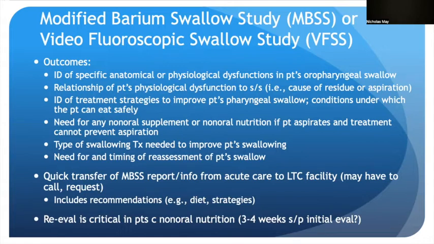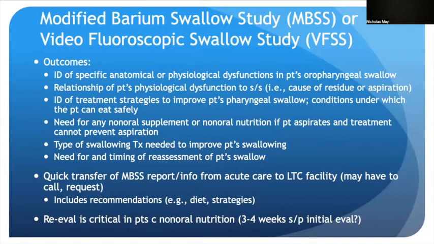The need for any non-oral supplement or non-oral nutrition. If the patient aspirates and treatment cannot prevent aspiration, then they'll need to be made NPO, nil peroral, so they will not be able to eat by mouth. So supplemental non-oral feeding via an NG tube temporarily, or a gastrostomy tube, a G tube, for a more prolonged period if that is needed. The type of swallowing therapy needed to improve the patient's swallowing, and the need for and the timing of reassessment of the patient's oropharyngeal swallowing mechanism.